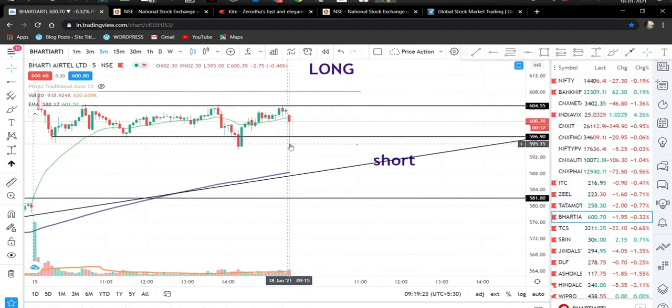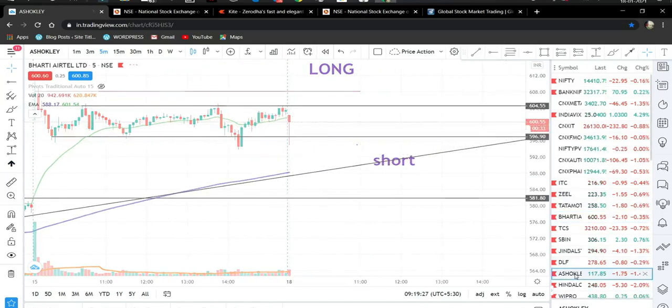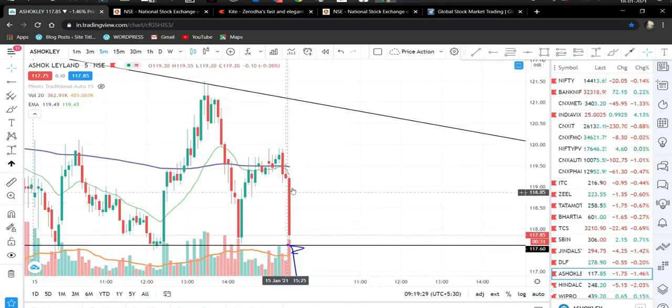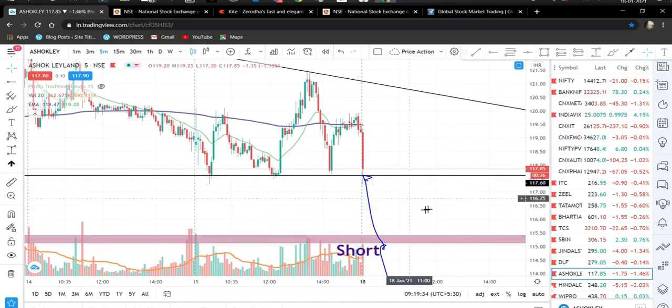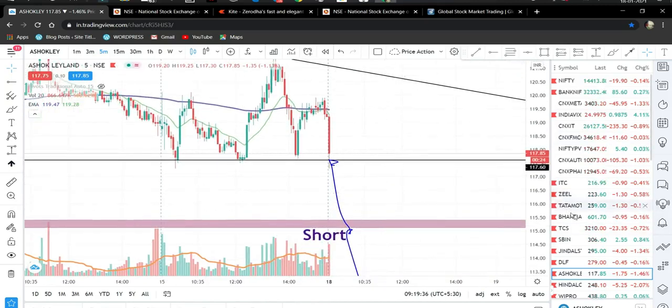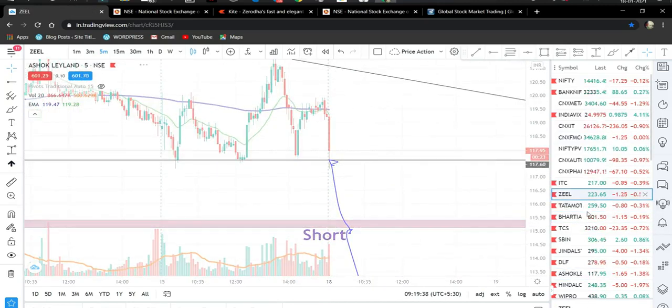Now Bharti Airtel is still trading in a range, so I won't take a trade in Bharti Airtel as of now. Then Ashok Leyland, if it breaks this level, I can take a short trade in Ashok Leyland, and I'll just let the candle close, and then I'll decide what stock to trade in.